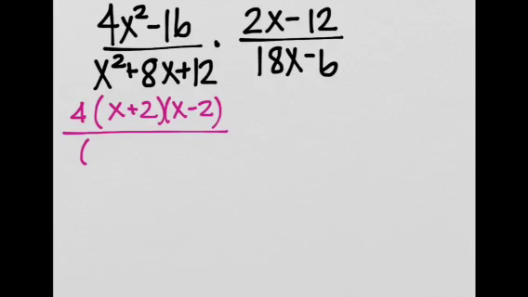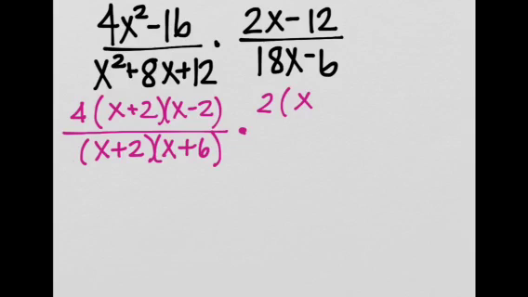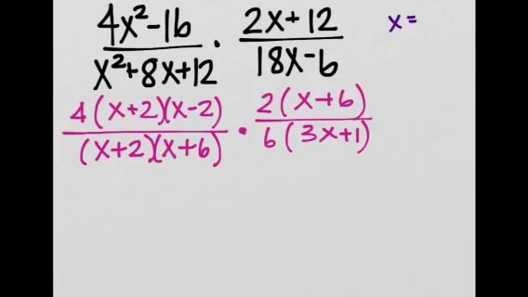And the denominator here is going to give us x plus 2, x plus 6 times, I'm going to factor out a 2, so 2 times x, you know what? This should be a plus 12. So 2 times x plus 6 over 6 times 3x plus 1. So I'm going to go off to the side and I'm going to say, okay, well I know x equals 2, x equals negative 6, and x equals negative 1/3. So I got those values just by setting my denominators equal to 0 and solving for x.